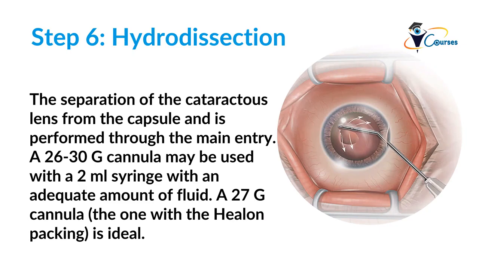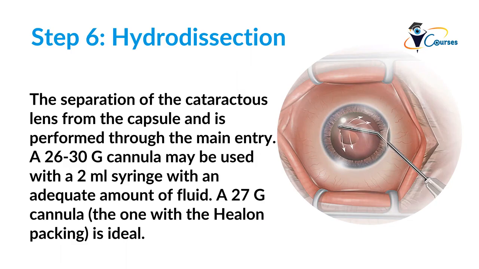How do we do this? We do it by injection of BSS under the edge of the capsule, so that this wave of BSS will continue and separate the whole lens and nucleus from the capsule. You use a small caliber needle, like that of the Healon viscoelastic, to inject the fluid. This injection should be steady, not very rapid or vigorous, and should be a large bolus of fluid.